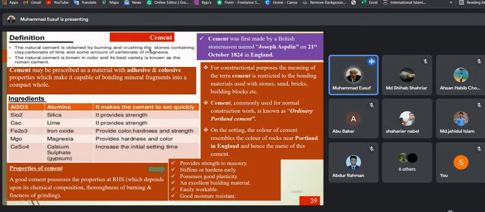Cement note is also already given to you. First is the definition. Natural cement is obtained by burning and crushing stones.